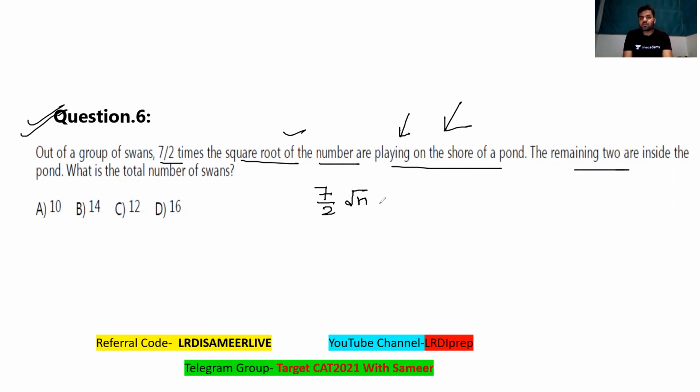and the remaining two are inside the pond. That is equal to the total number of swans in the pond, right? That's it. This is the equation that I need to solve, which you can easily solve, right?